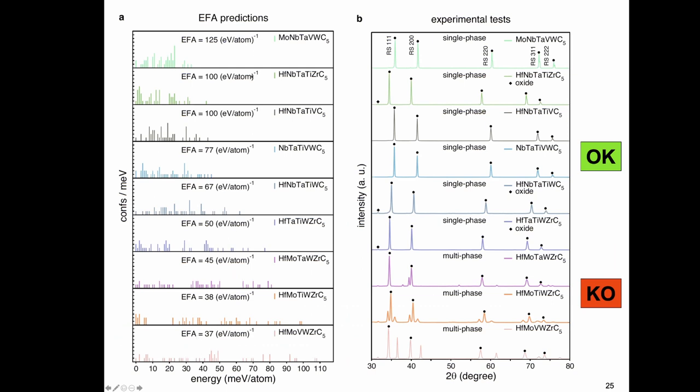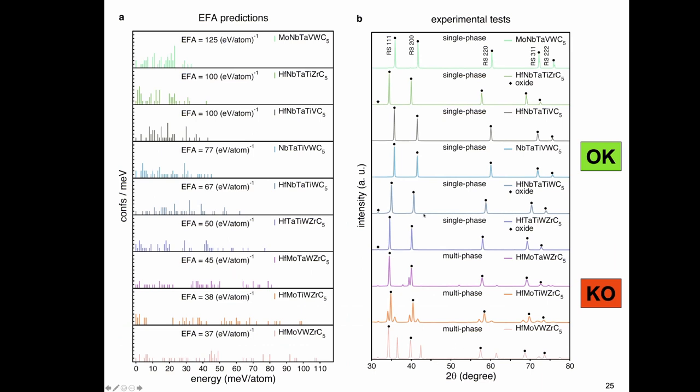These are computation results, and these are experimental results. So the ones with high EFA have rock salt single phases, and the ones with low EFA are multi-phase. This means that you don't have the clear peaks as before, like 111, 200, etc. You have other things here.